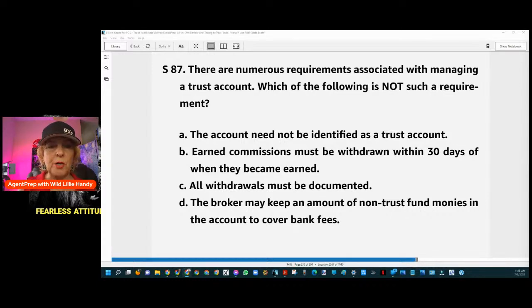Okay, so a trust account. Which one is a true statement? Does it have to be identified as a trust account? And is earned commission must be withdrawn within 30 days? All withdrawals must be documented. I mean, those are true. So which one is not a requirement? Three of them are true and one of them is not. The answer here is 87A.